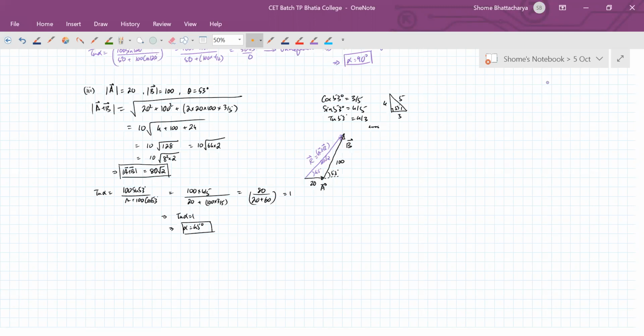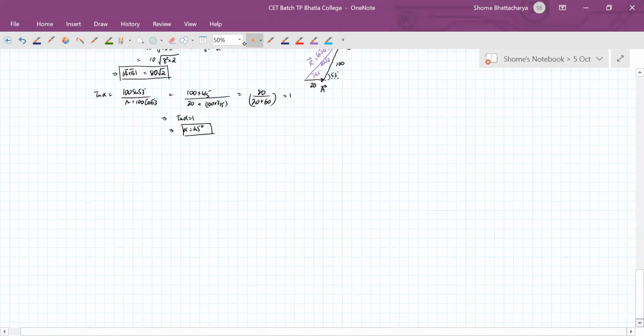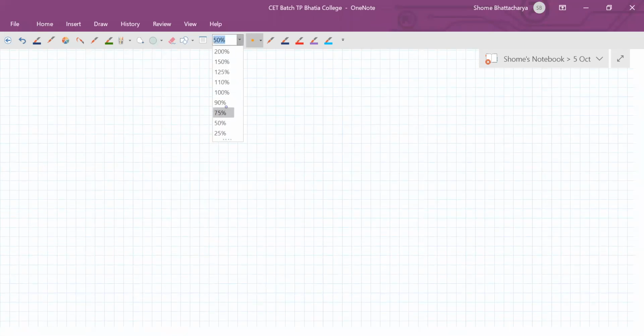Okay, so hope all of you have finished these questions and understood. Now next up, we will understand vector addition by component method. In fact, we'll understand both. So this is very simple.